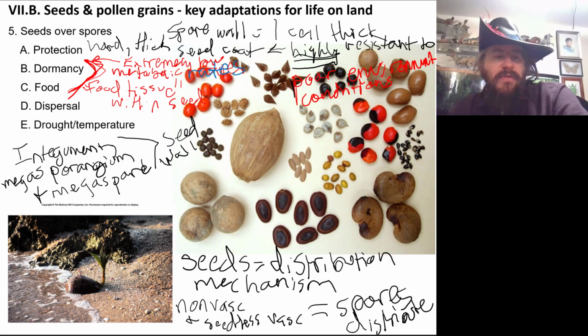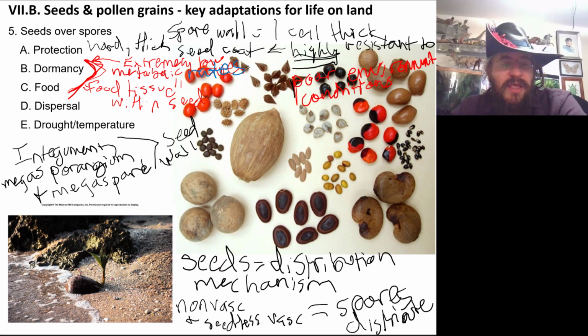Extremely low metabolic rates, at which point their nutrient needs and water needs are almost nil. Like, this is true dormancy. Almost zero requirement for nutrients and water. Some of these seeds can go into dormancy for ludicrous amounts of time. Ludicrous amounts of time. Right?